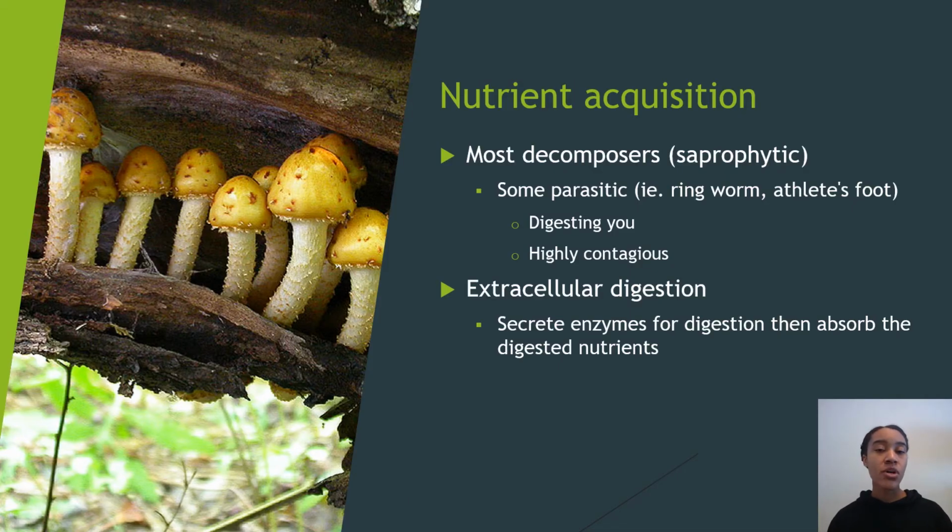As I mentioned before, most fungi are decomposers, or you can say they're saprophytic. That means they get all their nutrients from the decomposition of dead and dying organisms. However, some can be parasitic. For example, ringworm and athlete's foot, well, instead of eating on decaying wood or leaves, they're eating you. They're digesting elements of your own body.